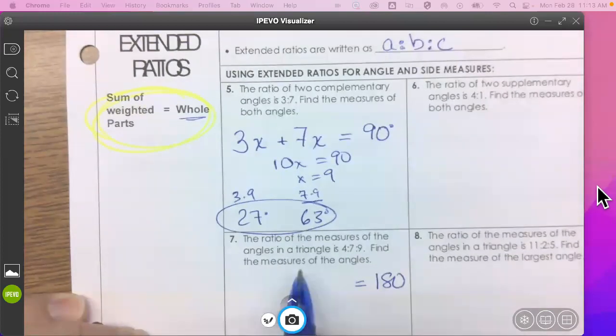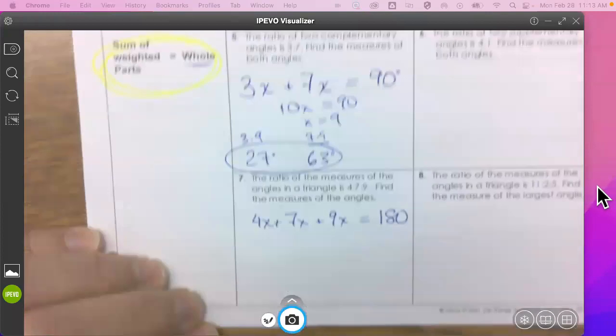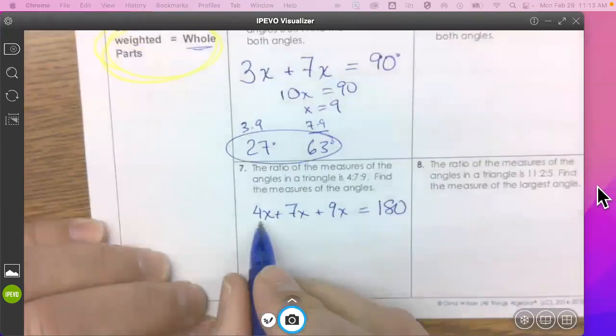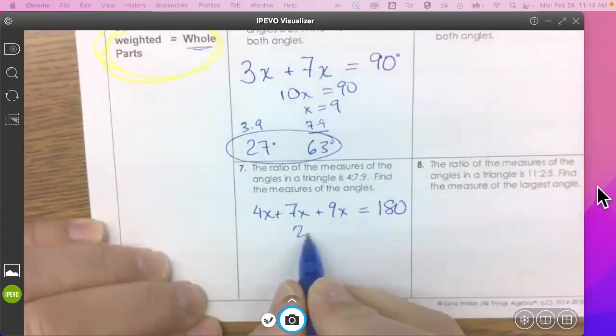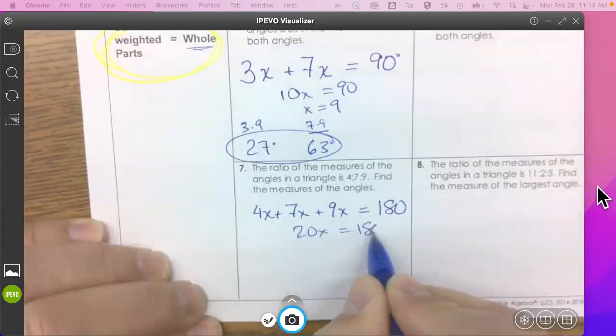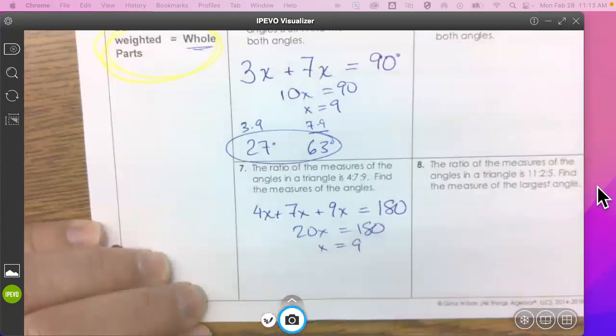Yeah, we know that the measures of all the angles in a triangle add to 180. Then we add these parts. 4x plus 7x plus 9x adds up to 180. 4 and 7 is 11, plus 9 is 20x equals 180. So x is 9.